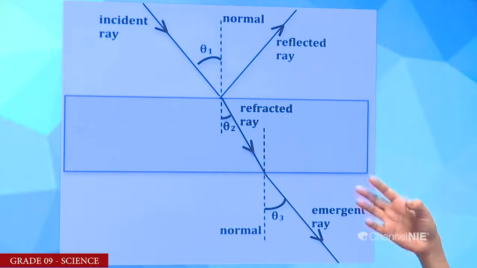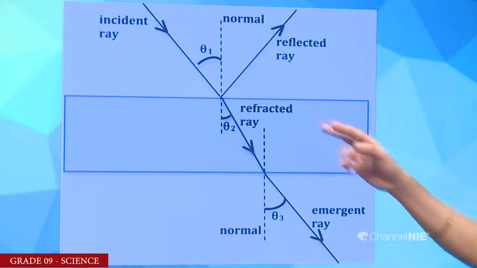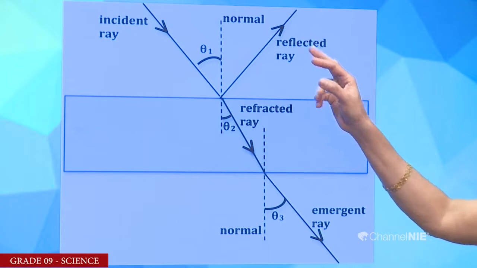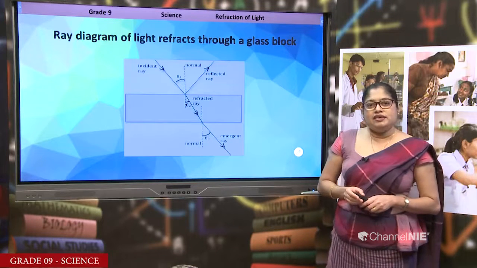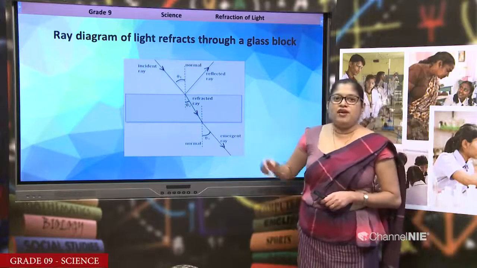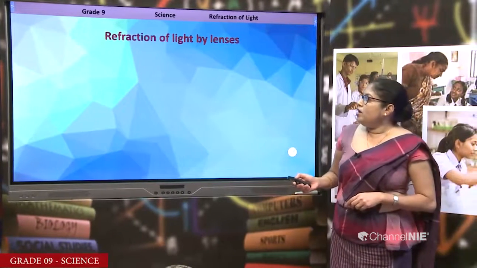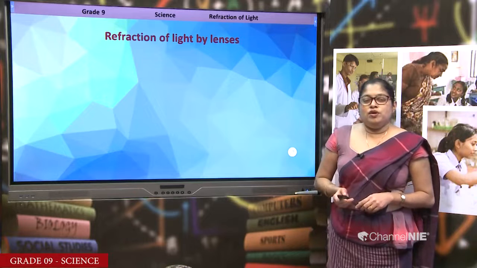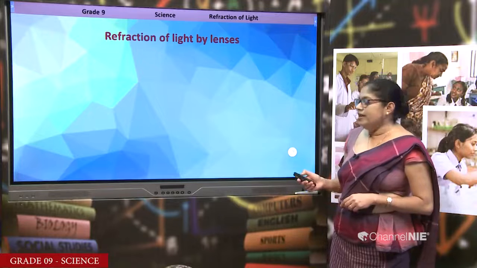When light is incident on an object, all the light rays do not get refracted. Some of it is reflected too. In this activity, we neglect the reflected ray of light. With that knowledge, we will move on to the refraction of light by lenses.